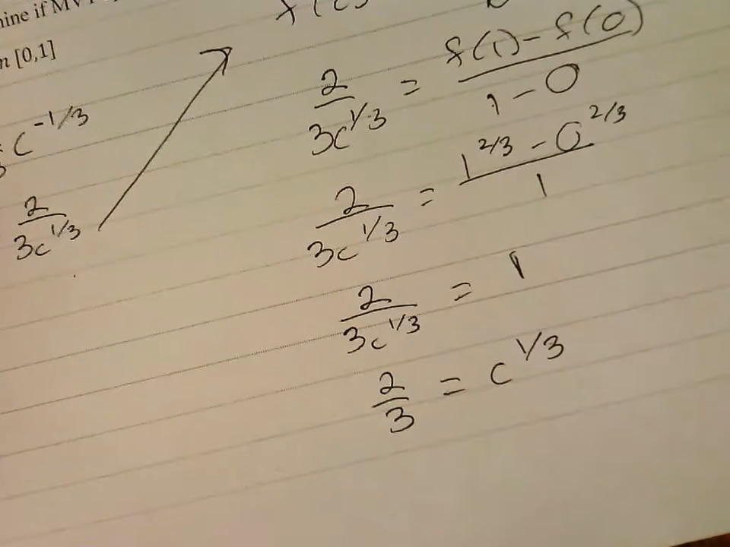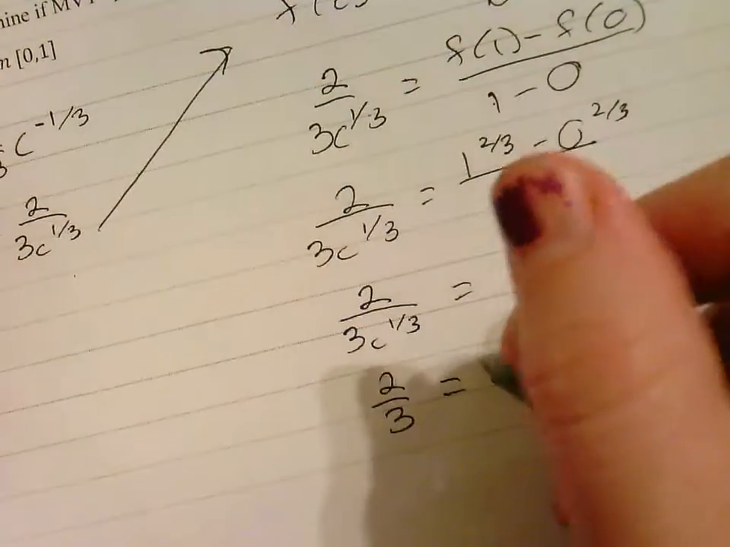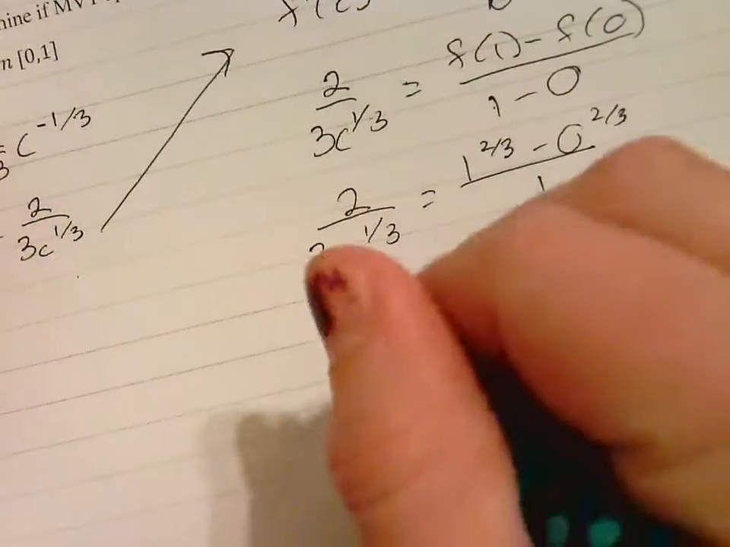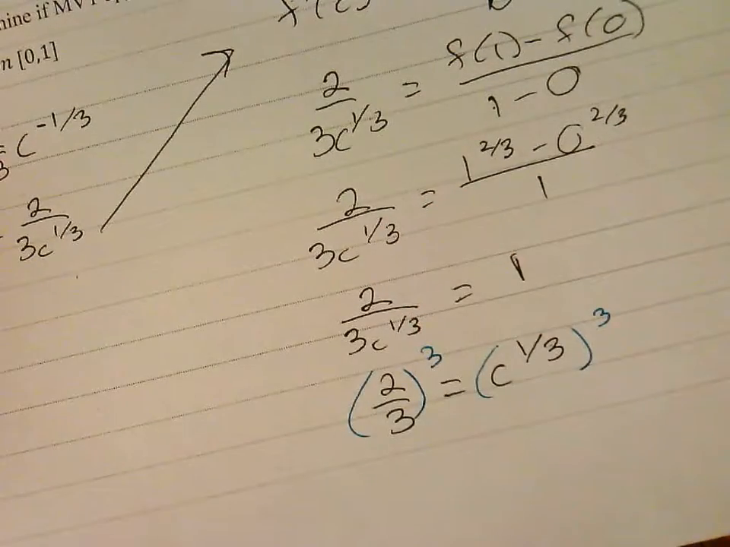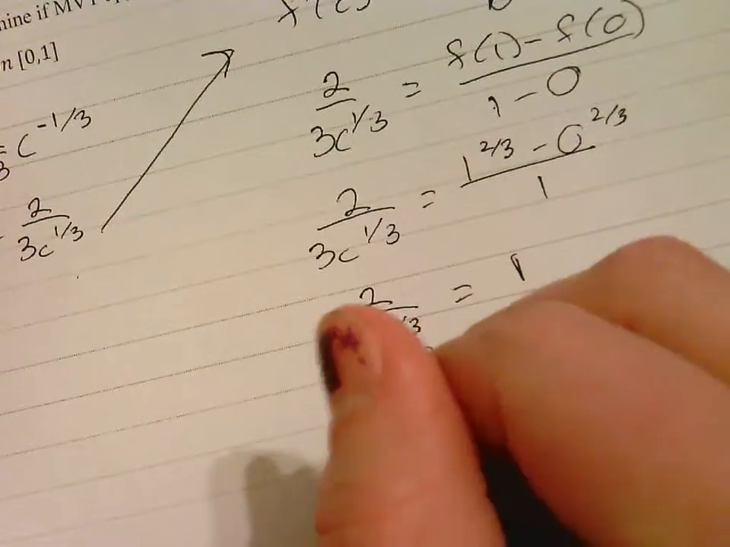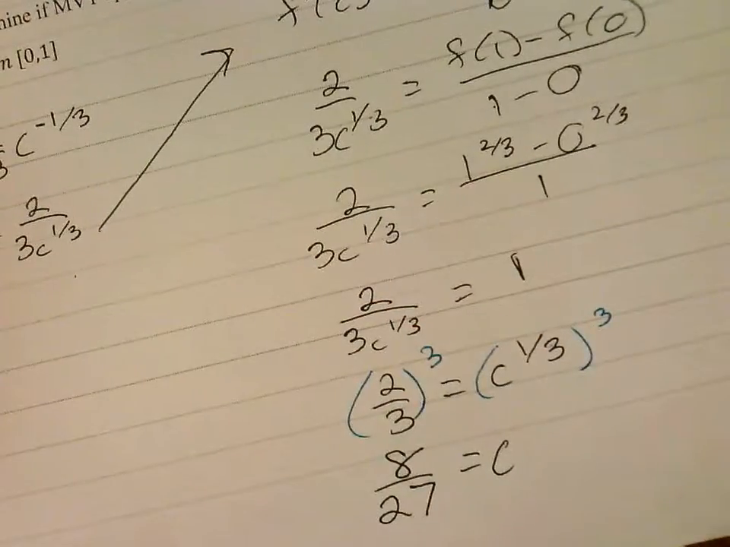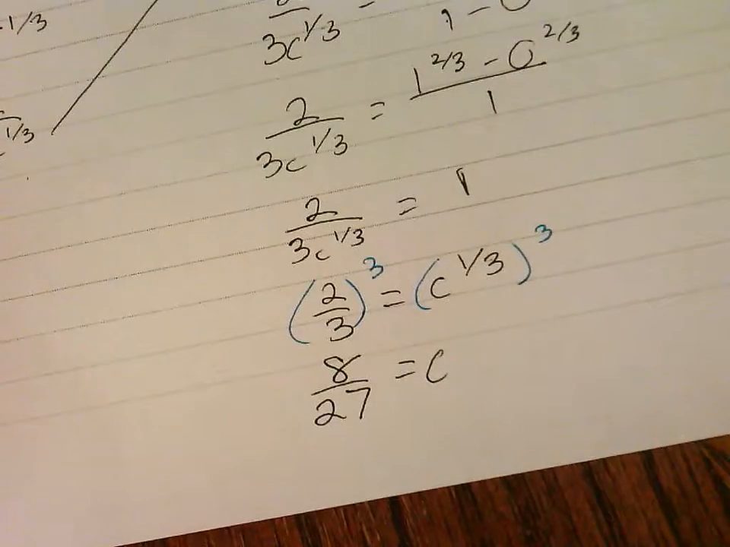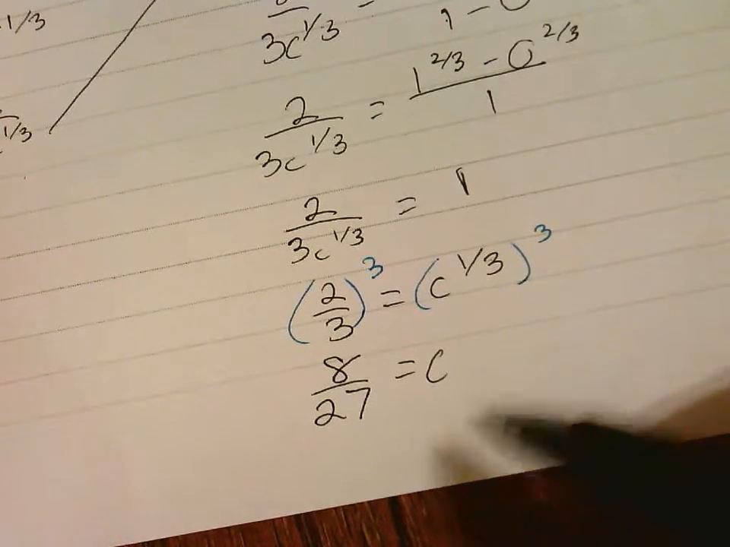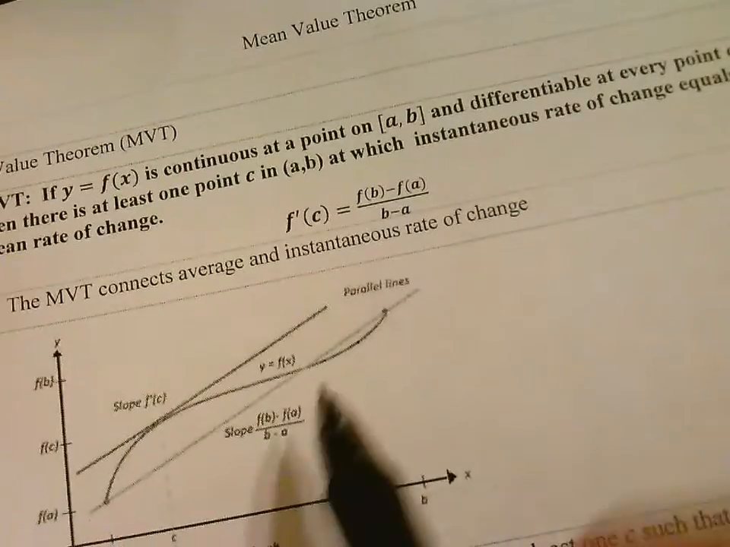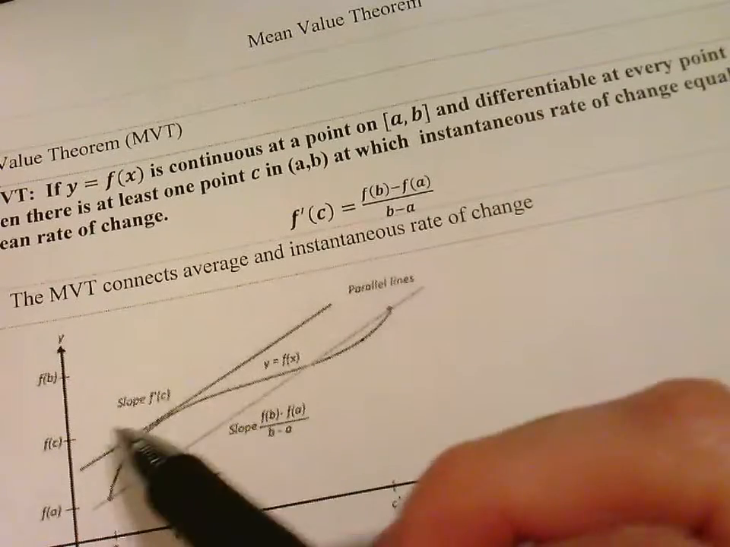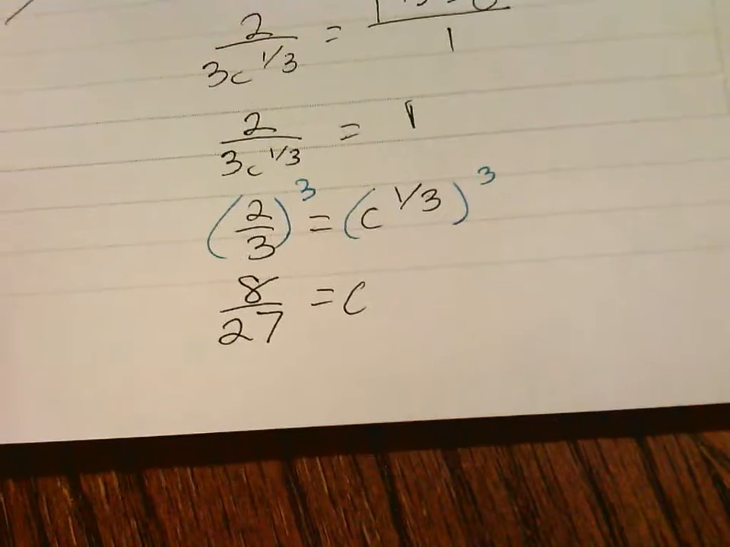You cube both sides, and the c value you're looking for is going to be 8 over 27. So at that point, 8 over 27 is where the secant line and f prime of c are going to be parallel at that c value.